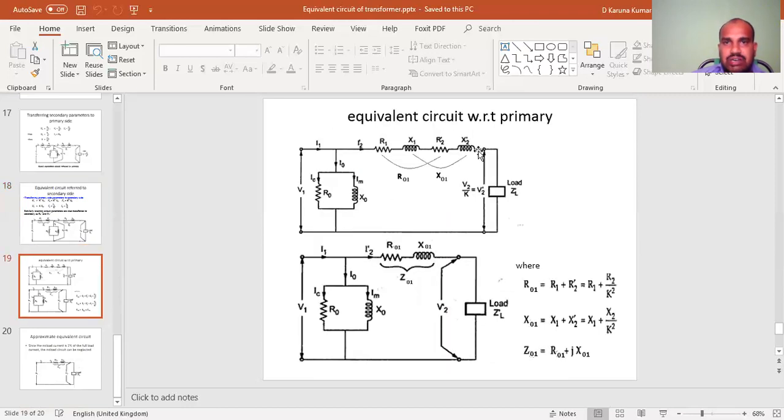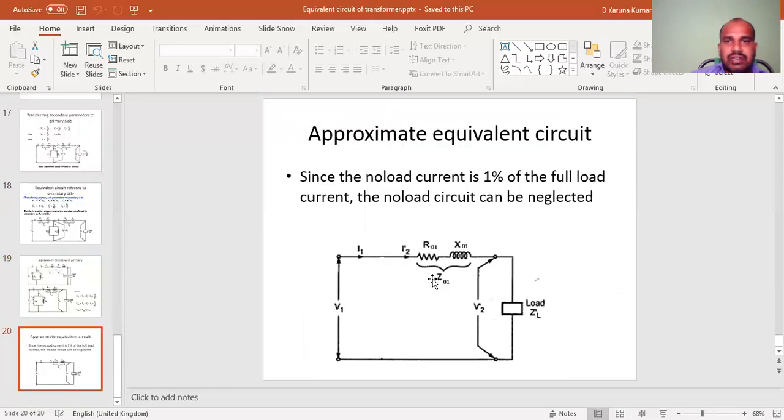This is the equivalent circuit with respect to the primary. With respect to the primary, R1 plus R2 dash, X1 plus X2 dash. So R1 plus R2 dash equals R01, and X1 plus X2 dash equals X01. Finally, you get the impedance value Z01. This is the equivalent circuit with respect to the primary side, and approximately.